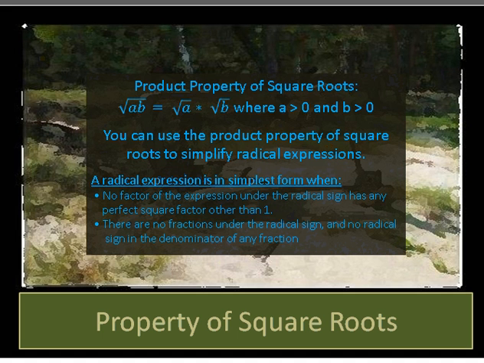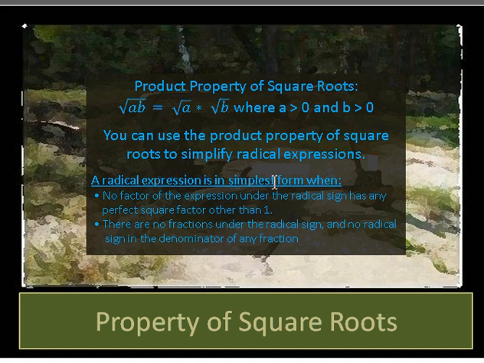All right, so the product property of square roots is saying the square root of a times b is the same as the square root of a times the square root of b, so long as a is greater than 0 and so is b greater than 0. You can use the product property of square roots to simplify radical expressions.